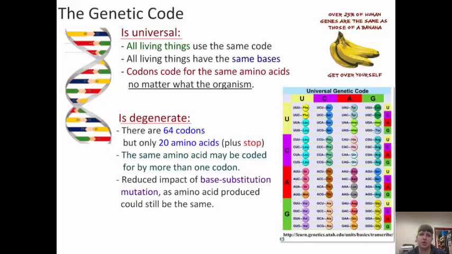uses the same code. There are 64 codons, but there are only 20 amino acids plus codons that represent stop, which is not an amino acid. So the same amino acid may be coded for by more than one codon. If you look at this chart over here, we actually have 6 different codon possibilities for leucine. So this reduces the impact of base substitution mutations, as the amino acid produced could still possibly be the same no matter what the codon combination is.